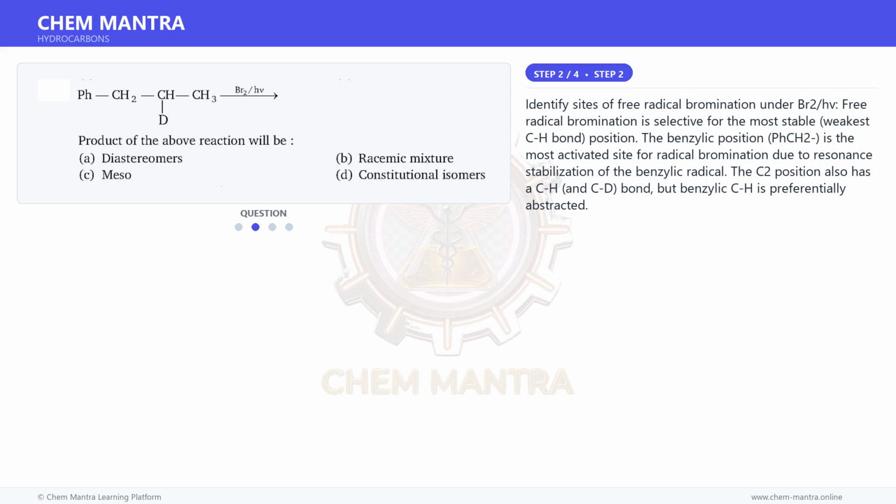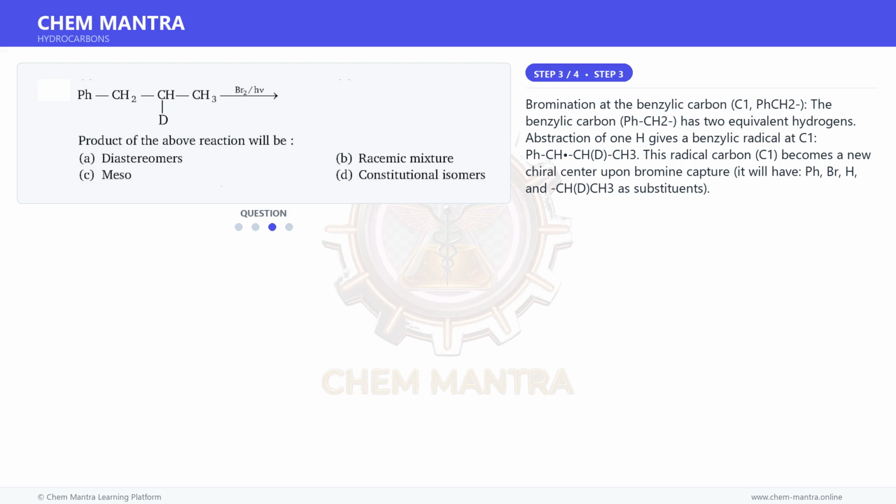Identify sites of free radical bromination under Br2, hv. Free radical bromination is selective for the most stable, weakest C-H bond position. The benzylic position, PhCH2, is the most activated site for radical bromination due to resonance stabilization of the benzylic radical. The C2 position also has a C-H and C-D bond, but benzylic C-H is preferentially abstracted. Moving on to the next step.